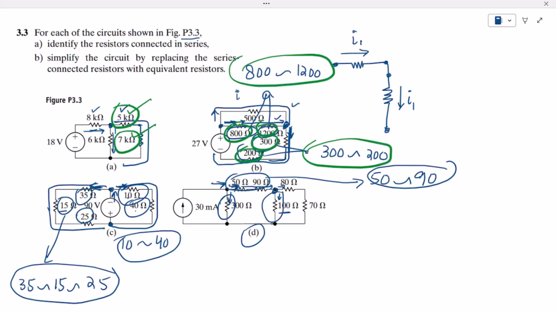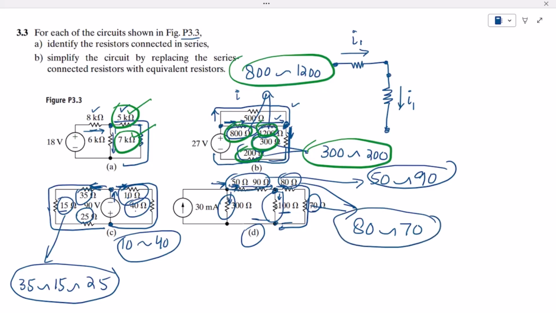This is the only one resistor which when the current reaches here will be divided. So there is no other resistor here through which the same current is flowing. While the other current, this one, is flowing through 80 ohm, and the same current will follow this route and will be flowing through this 70 ohm resistor. So again here this 80 ohm resistor and this 70 ohm resistor, these two are in series with each other.